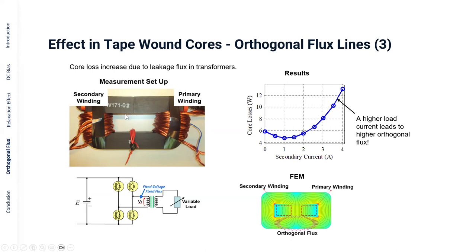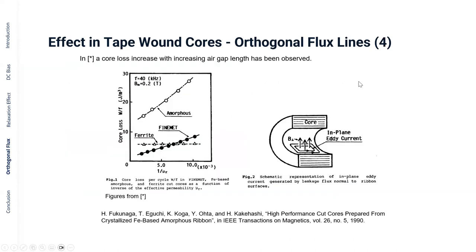This flux part has an orthogonal path to the ribbons, and by this causes higher core losses. You can see the results here. You have this increased secondary current, which in an ideal transformer would not lead to increased core losses, but in a transformer with high leakage flux, the leakage flux is orthogonal to the ribbons, and you have very high additional core losses here.